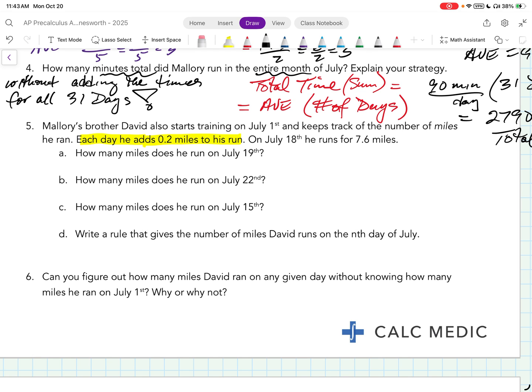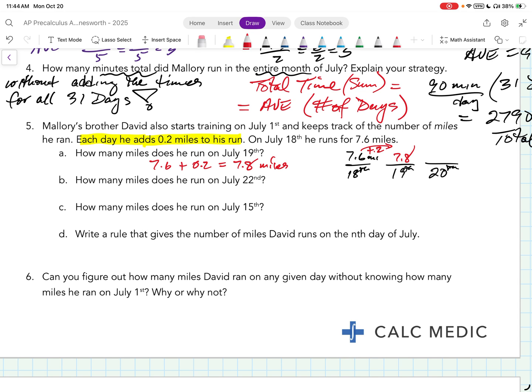So let's keep track of things here. Let's draw a little picture. On the 18th, he runs 7.6 miles, and then the 19th, and then the 20th, and so on. From the 18th to the 19th, he's going to increase it by 0.2 of a mile. So that's going to be 7.6 plus 0.2, 7.8 miles now. And again, this is miles, not minutes.